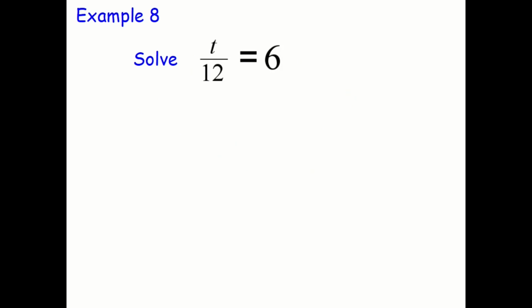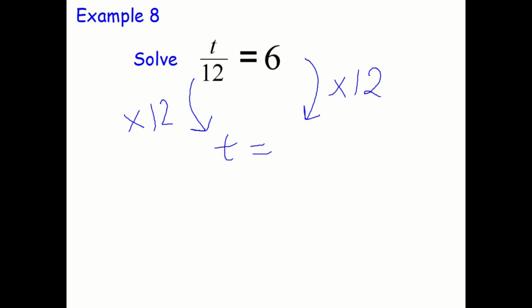Example 8, t divided by 12 is 6. To get t on its own, I need to do the opposite operation to dividing by 12. Well, the opposite to dividing by 12 is multiplying by 12. Whatever I do to one side, I must do to the other. And 6 12s are 72. And again, always check your answer. If that's 72, substitute it back into there and say 72 divided by 12, does it equal 6? Yes.